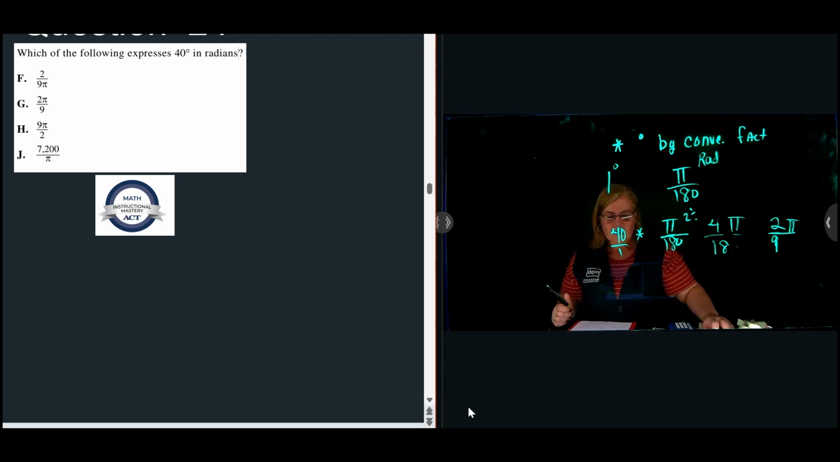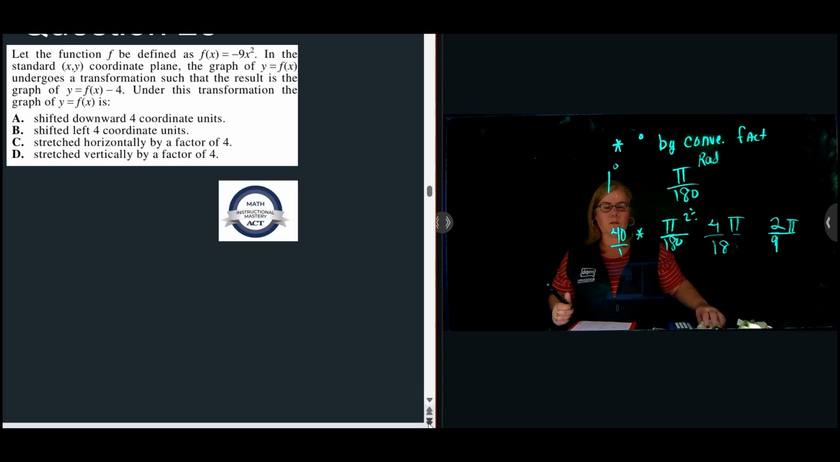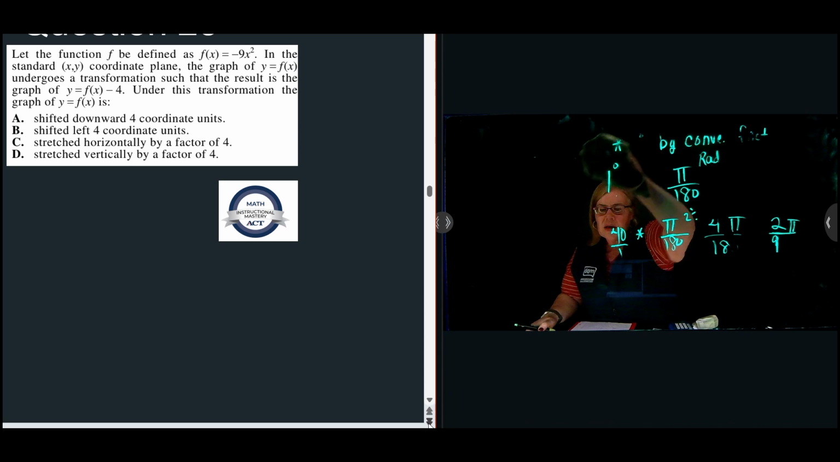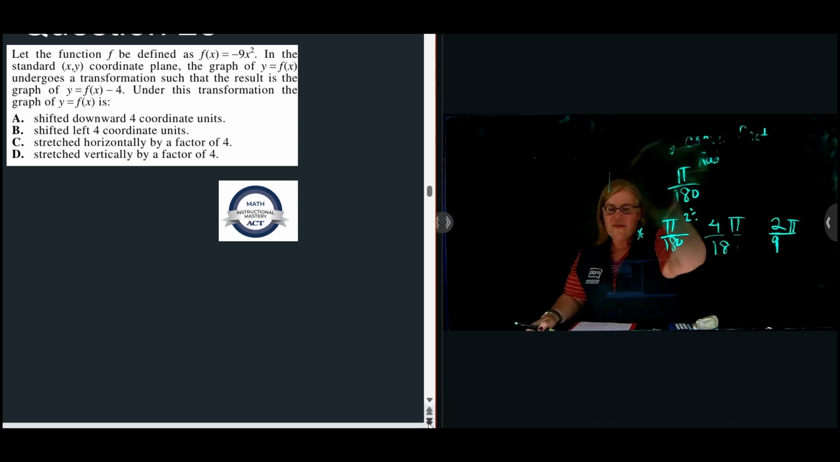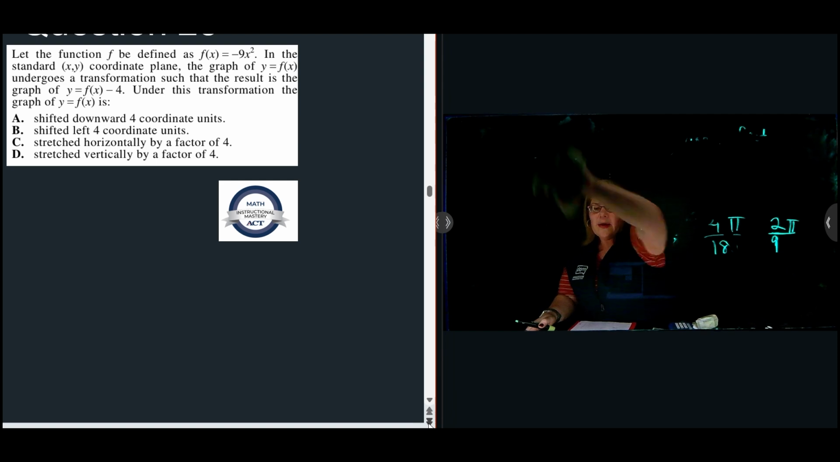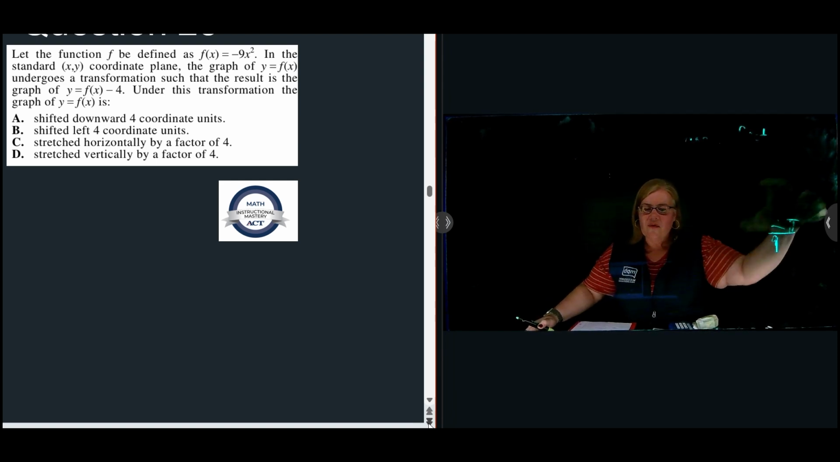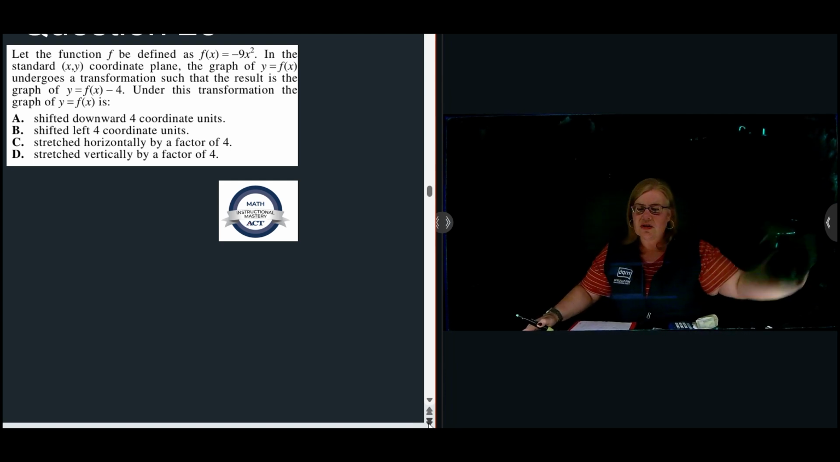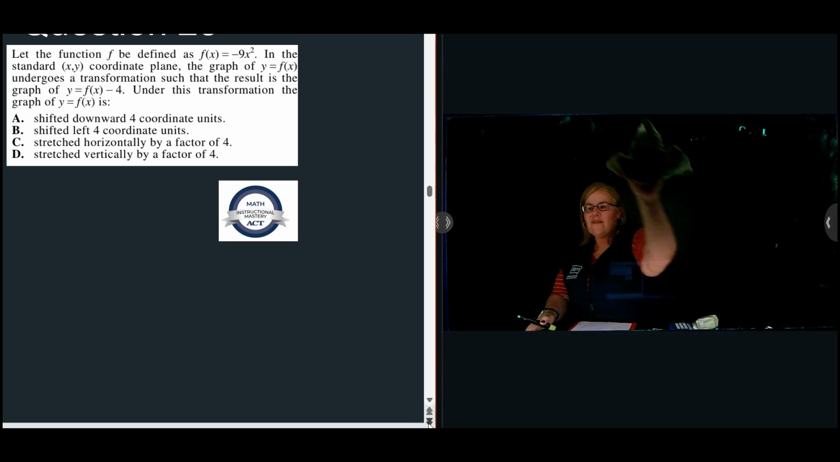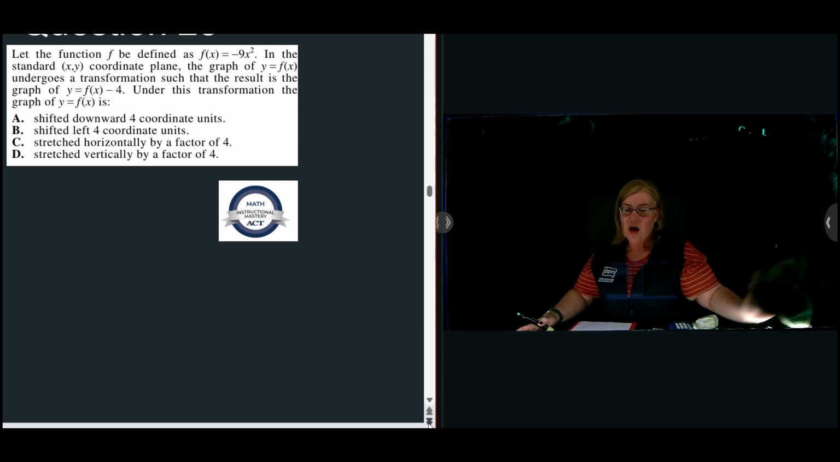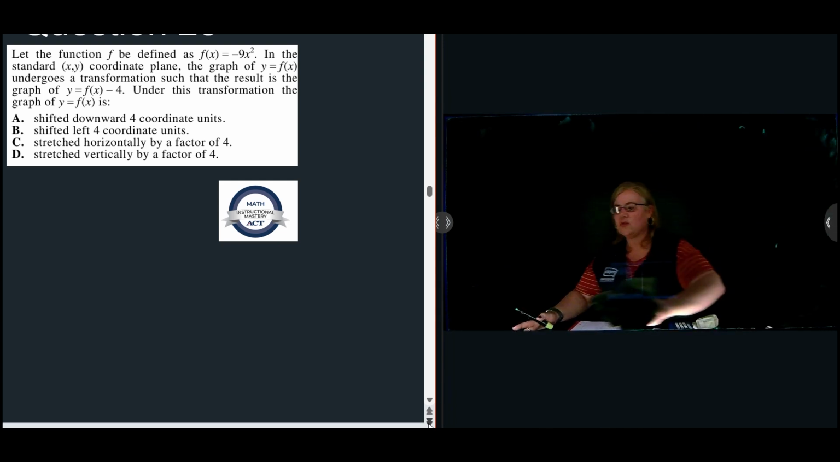So let's look at the last one here for this problem. I'm going to erase while we read it. So it says, let the function f be defined as f of x equals negative 9x squared. In the standard xy coordinate plane, the graph of y equals f of x undergoes a transformation such that the result is the graph of y equals f of x minus 4. Under the transformation, the graph of y equals f of x is what?